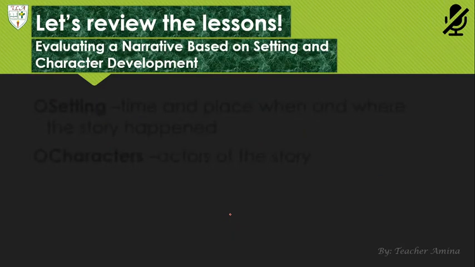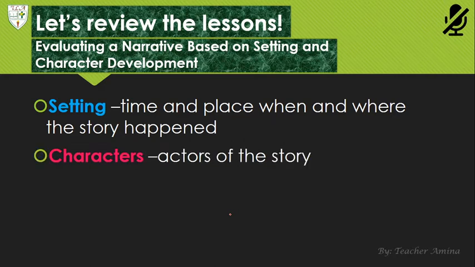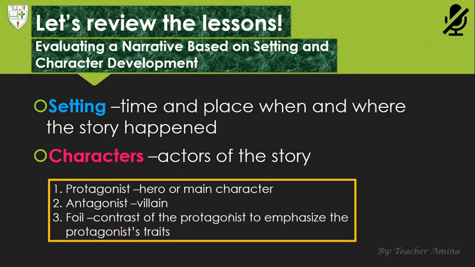Next, let's review the lesson about evaluating a narrative based on setting and character development. So we know setting is the time and place when and where the story happened. And we also know that characters are what we call the actors of the story. So in characters, we have the protagonist, who is the hero or main character of the story. Antagonist is the villain. Foil is the one that contrasts the protagonist to emphasize the main character's trait or traits.